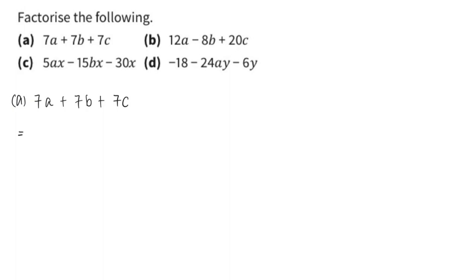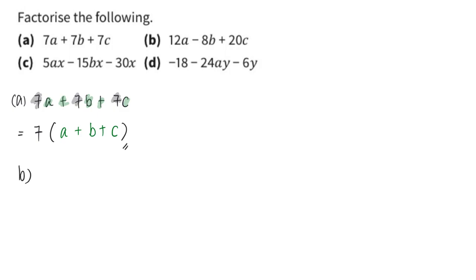And welcome to this video where we are required to factorize the following. So for part A, we can see that the common factor is 7. I'm taking out 7 as the common factor, and I will be left with a plus b plus c. And we are done with this question.